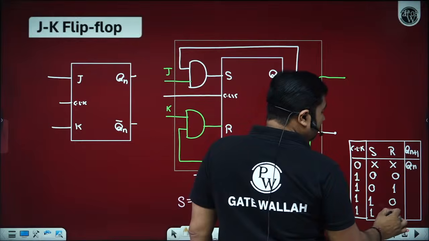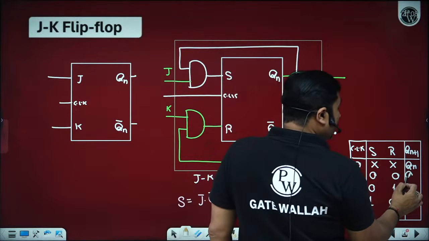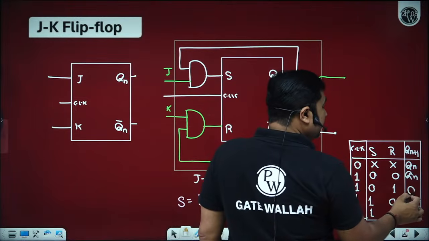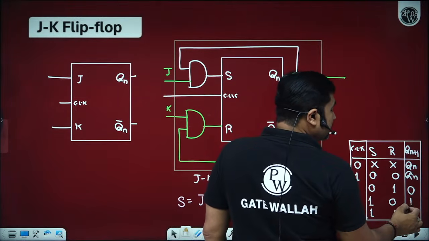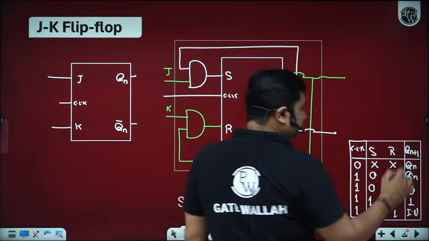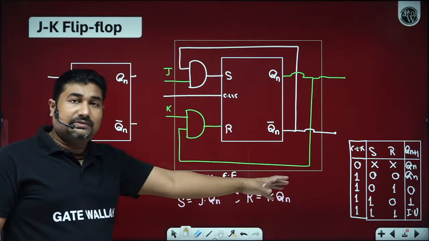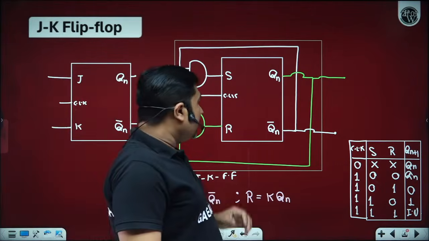It means a total of 4 possibilities of S and R. For 0 0, we get the hold state. For 0 1, we get the reset state. For 1 0, we get the set state. And this is your invalid state. So, hoping all of you remember the SR flip-flop that I discussed yesterday. Now come back to this.